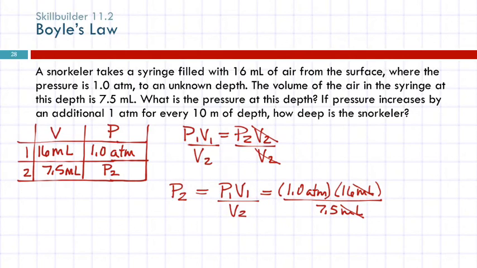Okay, so now the calculator says 1 times 16 divided by 7.5. That is 2.133 repeating atmospheres. So for sig figs, that would be 2.1 atmospheres.